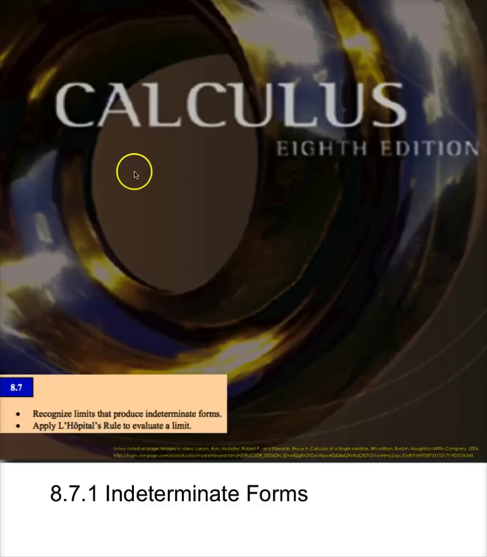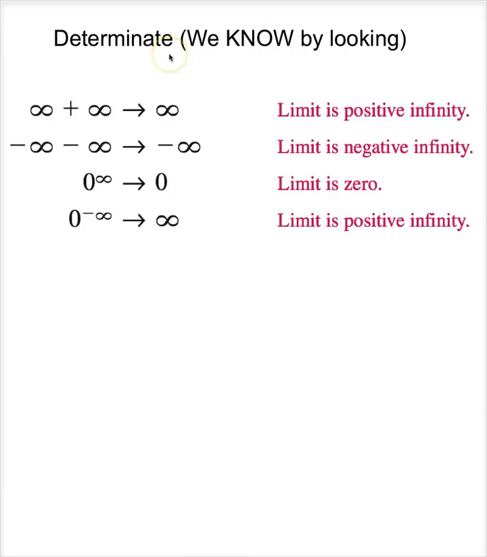Let's discuss indeterminate forms. Well, to start with, let's discuss determinate forms. These are limits that we know by looking at them. If I have positive infinity plus positive infinity, that's going to be positive infinity. If I have negative infinity minus a negative infinity, that's going to be a negative infinity.